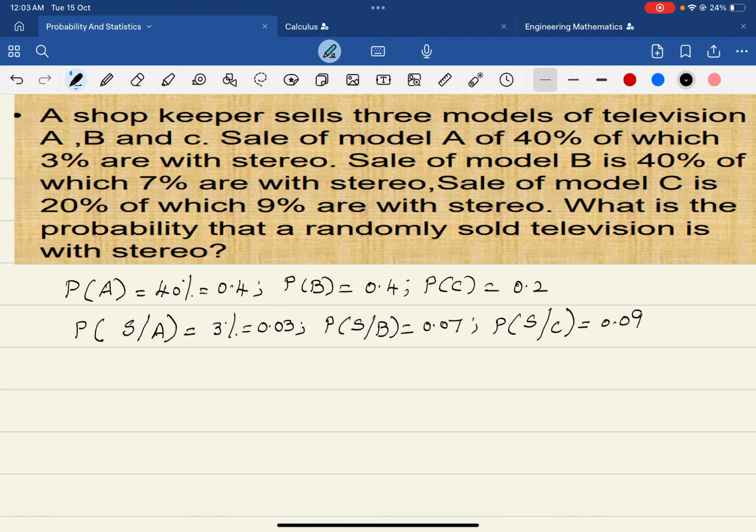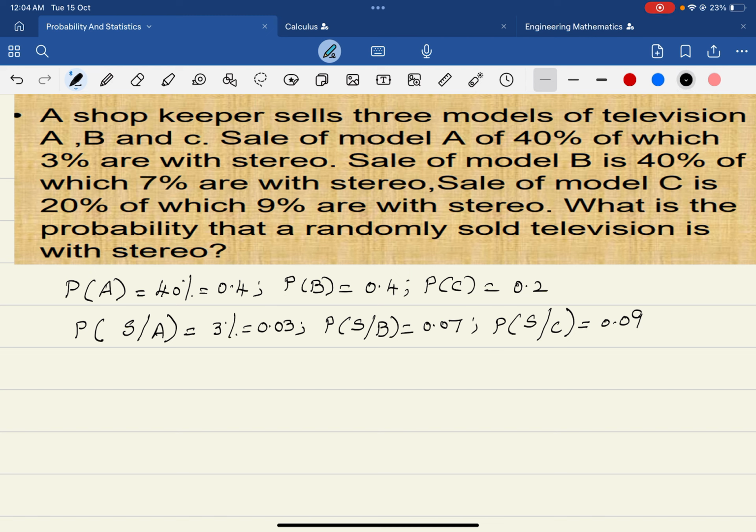Now the question is, what is the probability that a randomly sold television is with stereo? I'm not bothered about whether it is from A or B or C. What is this? Total probability. Compare with that example and you will understand. So, what is the probability that a randomly sold television is with stereo?